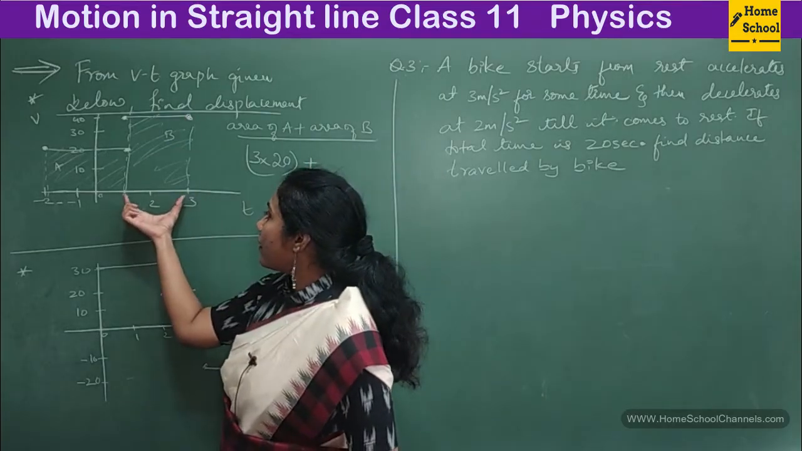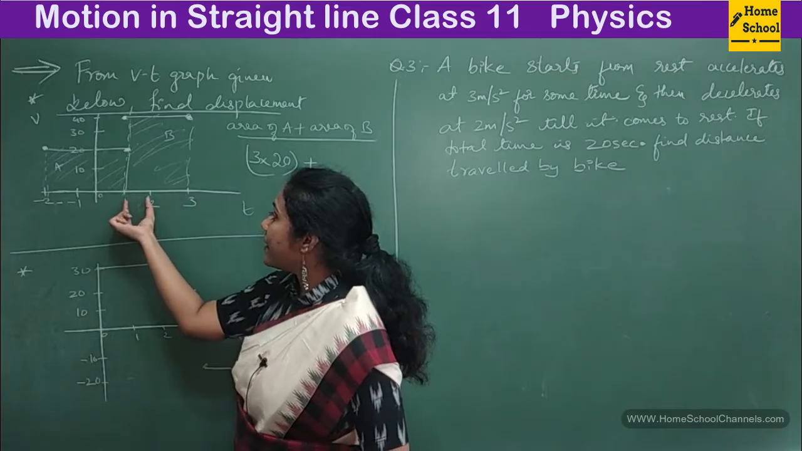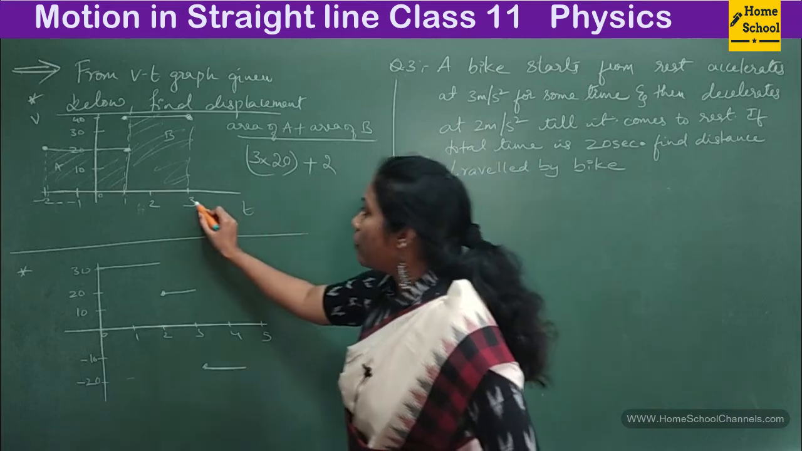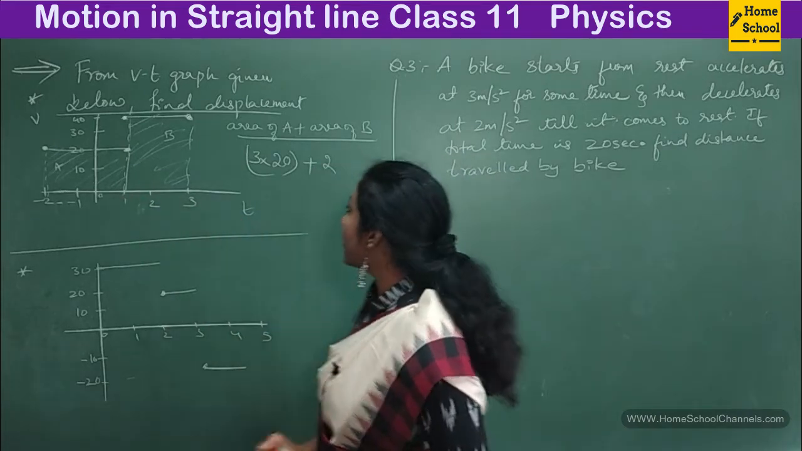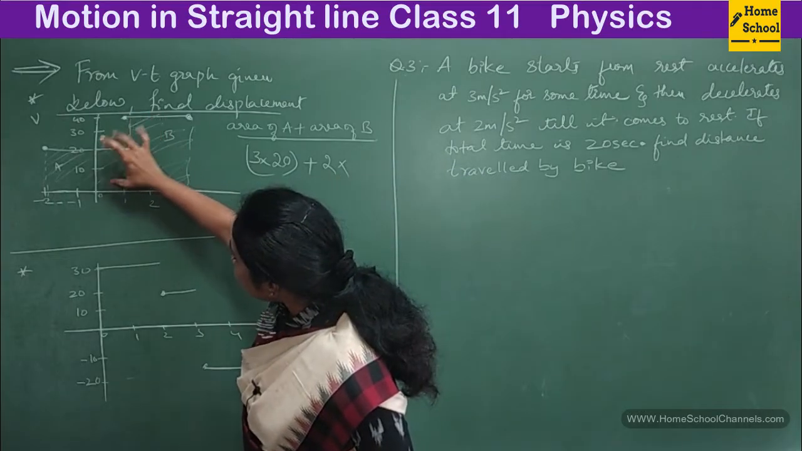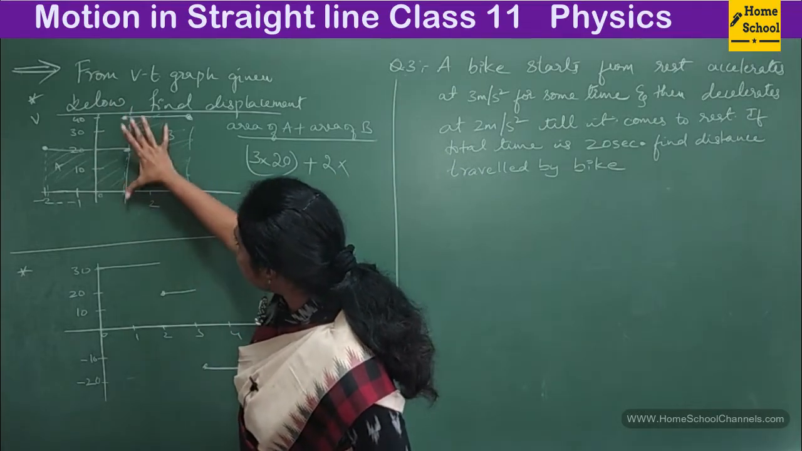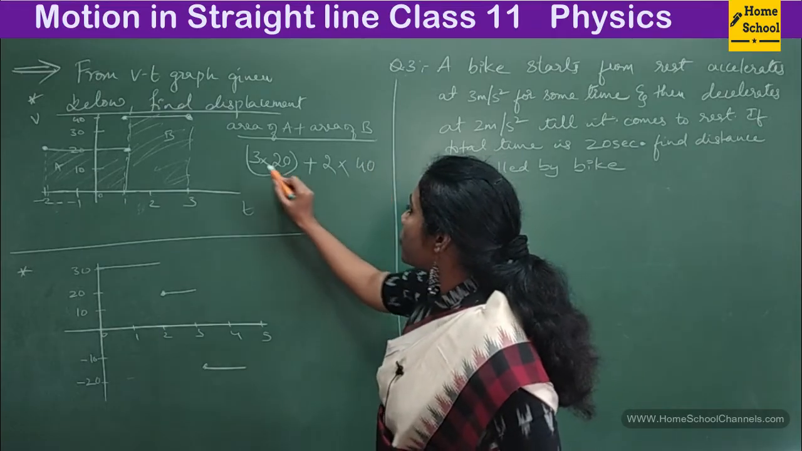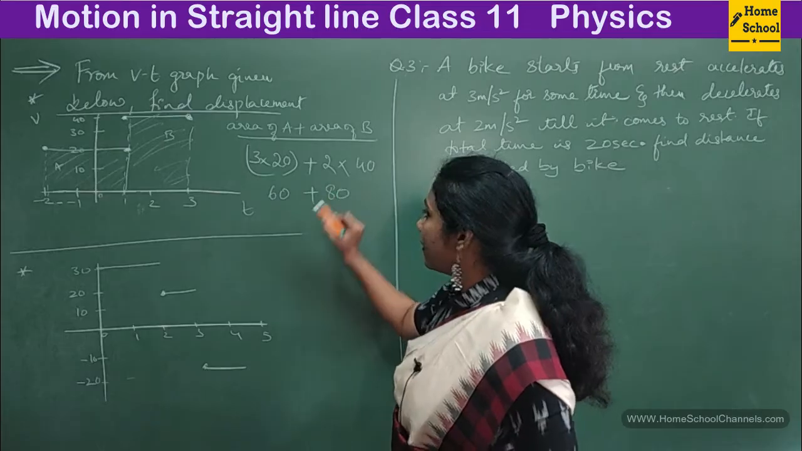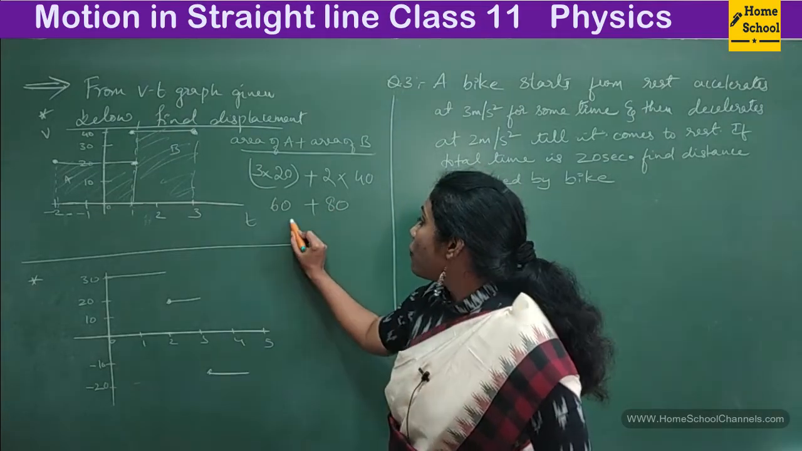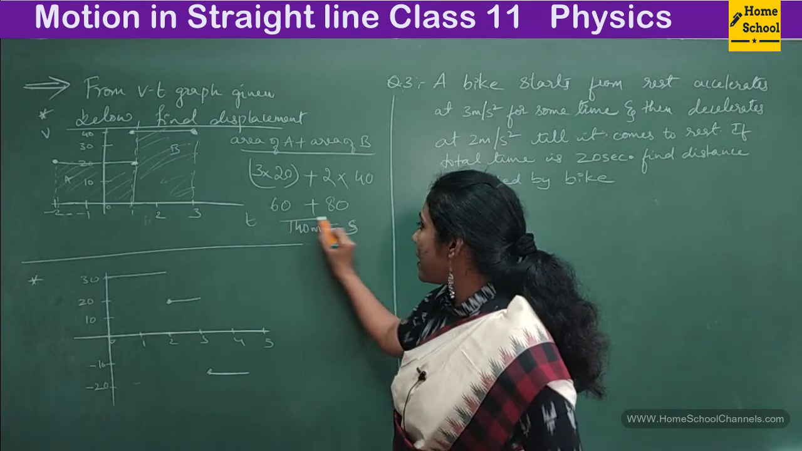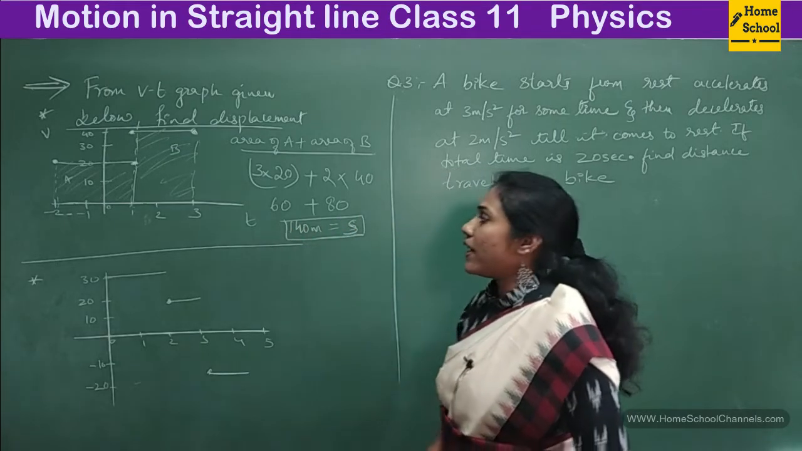So what is the length? The length is 1, 2, so a 2 unit difference. Or you can do it like this, 3 minus 1, into the breadth. The breadth is 0 to 40, 40 minus 0, that is 40, right? So this is 60 plus 2 times 40 is 80, so you will get around 140 meters. So what is your displacement? S means displacement. So your displacement is 140 meters.